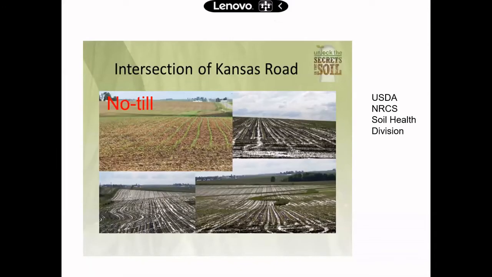Now, interesting, this happens all over the country. This is a Kansas road, and these fields are maybe less than half a mile apart. On the upper left-hand corner, you'll see a no-till field, and there was a rainfall event there, and you don't see any standing water.